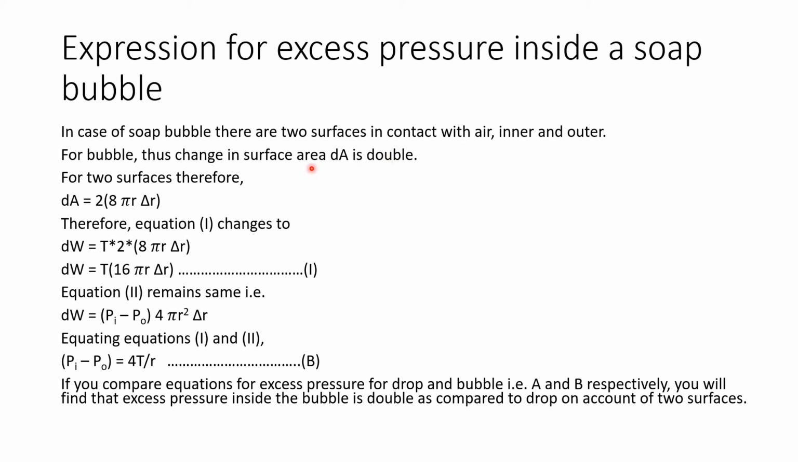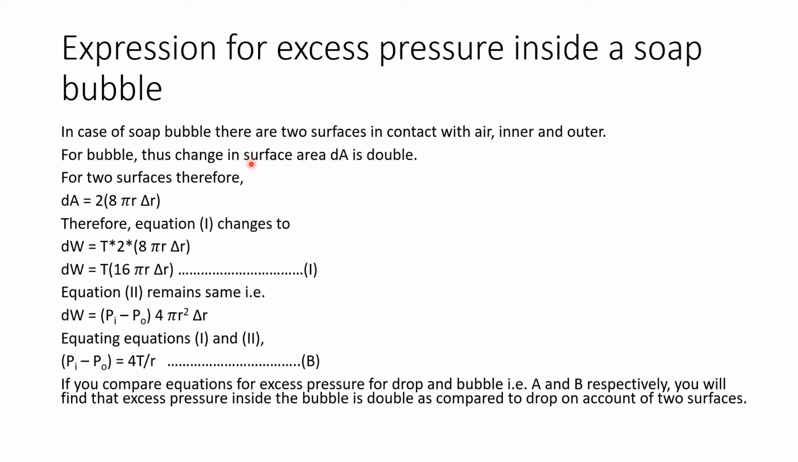Now we'll consider the same procedure which was discussed for the liquid drop. We will consider the soap bubble having the radius R, and then the radius R is increased from R to R plus delta R. Then we will find out the change in the surface areas, and then we'll find out the surface energy.